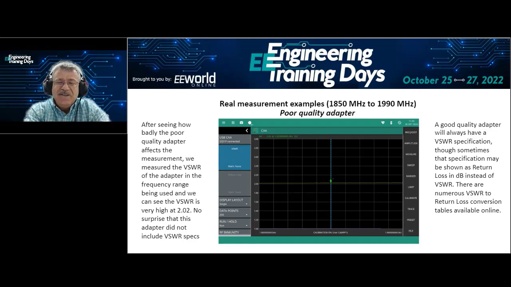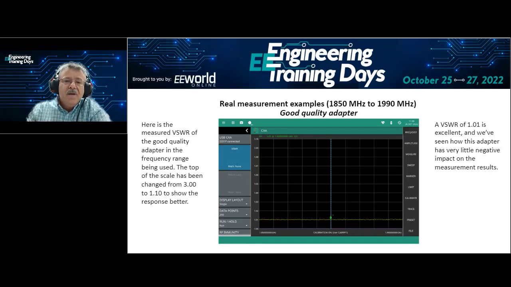So again, this is why these people don't want to spec VSWR with their poor quality adapters, because anybody that's intelligent, if they see numbers that high for VSWR, would know not to buy that adapter. But if there's no spec on it, then you kind of assume it's going to work well. In contrast, I measured the VSWR in the same frequency range of the good quality adapter, and it's at 1.01. That's almost perfect. You couldn't ask for much better than 1.01.